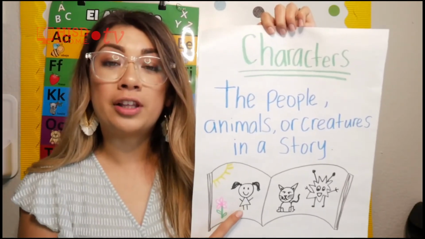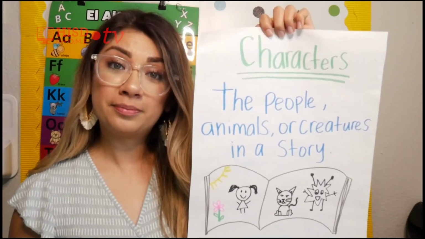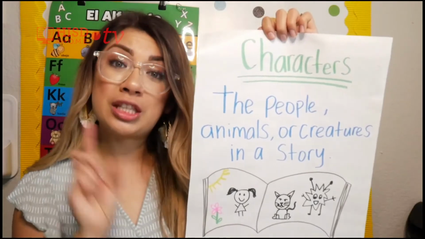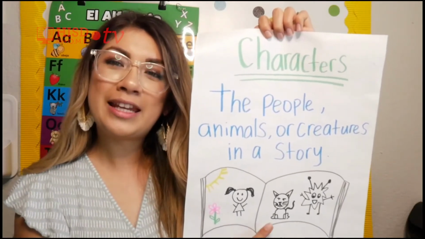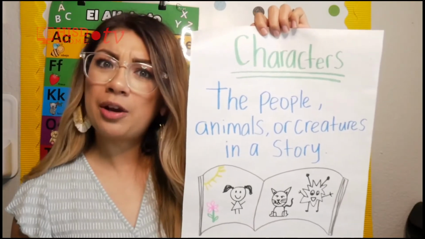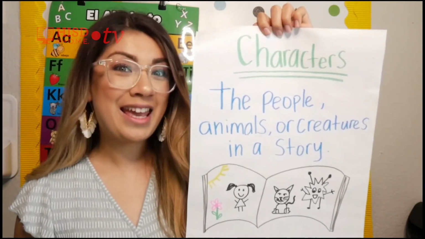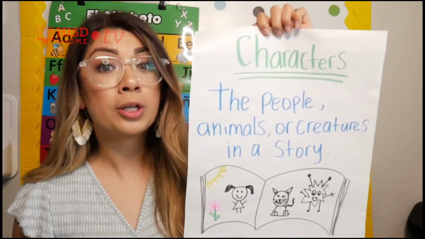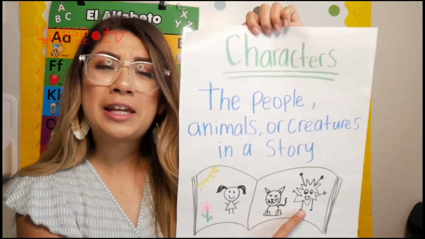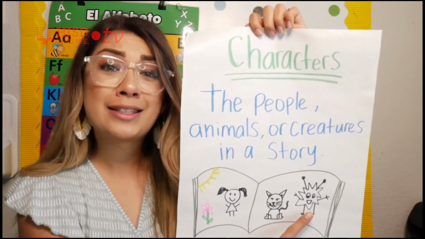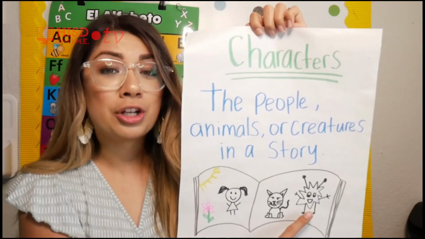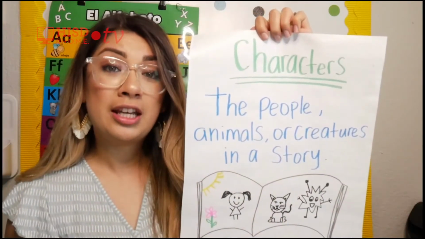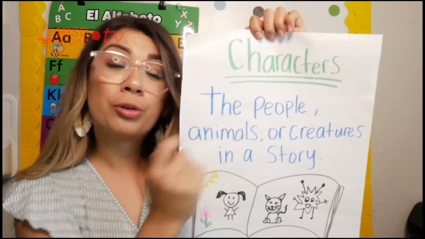Here we have a picture of a little girl. Could she be a character? Yes, because the little girl is a person, just like you and just like me. And here we have a cat. Can a cat be a character? Yes, a cat can be a character, just like a dog, just like a frog, just like a horse. And then we also have this thing right here, and this we call a creature because that's not a person or an animal. Remember, a creature could be maybe a monster or an alien. So all these are characters. They're the people, animals, or creatures in a story.